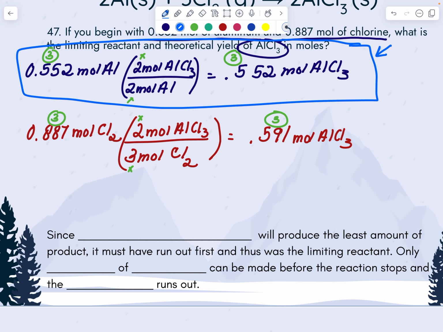Why did I put a box around this? Because that number is the smallest compared with the 0.591 number. So now let's write our concluding statement here. Since the 0.552 moles of aluminum will produce the least amount of product, it must have run out first, and thus was the limiting reactant. Only 0.552 moles of aluminum chloride can be produced before the reaction stops and the aluminum runs out.